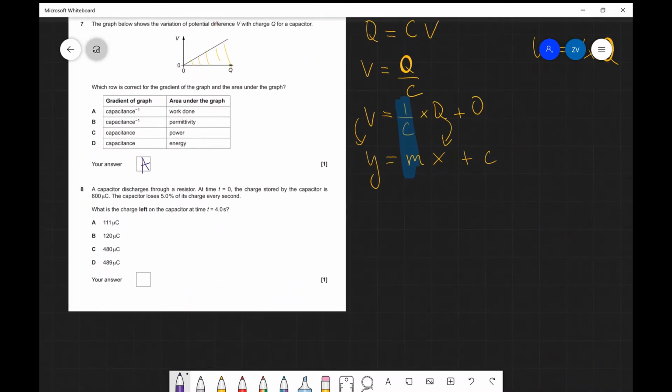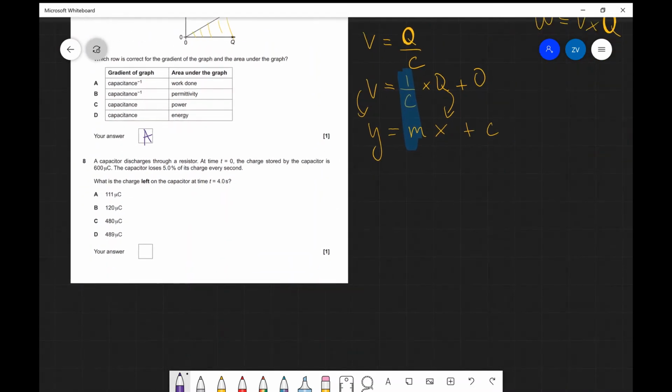Okay, question 8. A capacitor discharges through a resistor. Time t is equal to 0. The charge stored by the capacitor is 600 microcoulombs. The capacitor loses 5% of its charge every second. What is the charge left on the capacitor at a time t is equal to 4 seconds?